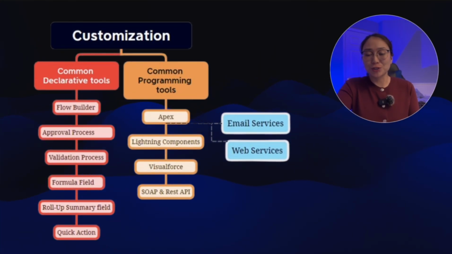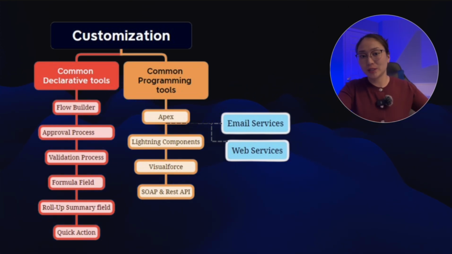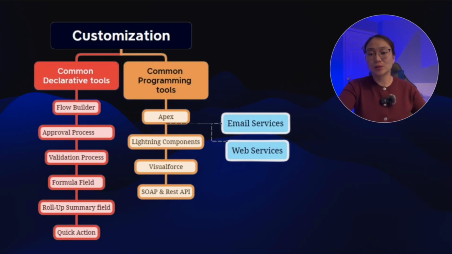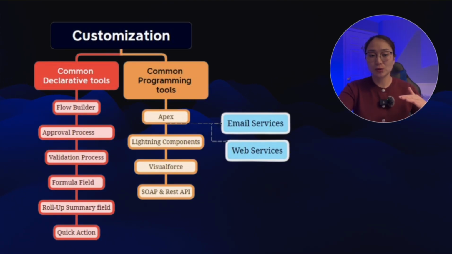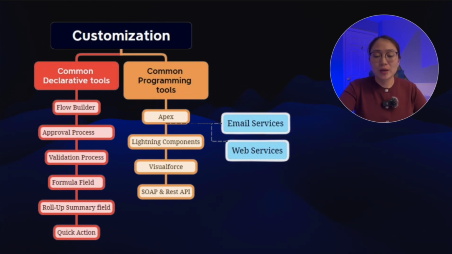Now I want to show you this picture because this is where things usually click. On the left side, you see common declarative tools. There are things like Flow Builder, validation rules, formula fields, right? Approval process, quick actions. All of those are point and click tools. This is the world where app builders and admins spend most of their time. On the right side, you see programmatic tools. This is where coding comes in, like Apex, Lightning components, Visualforce, APIs, right? This side is usually handled by developers.